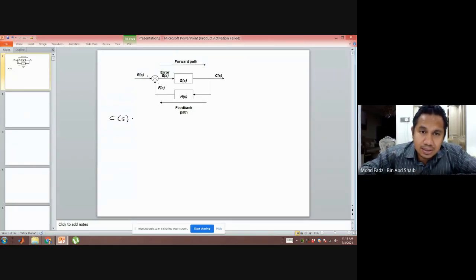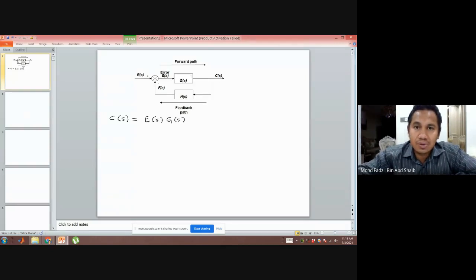C(s) equals what? What is multiplied by what? C(s) here is equivalent to E(s) times G(s). C(s) equals E times G. We can call this equation 1.